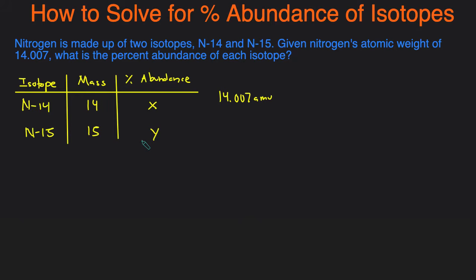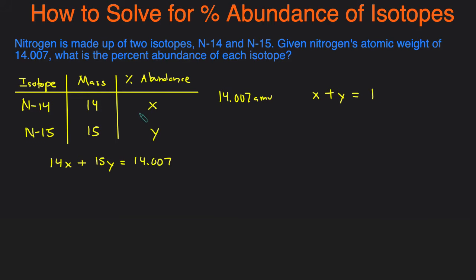is y. And then to solve for this, we just use a weighted average. So we can do 14 times x plus 15 times y equals the average mass. Essentially, the mass times the abundance plus the mass times the other abundance equals the average. And we know that the abundances have to add up to 100%. We can say that x plus y, actually instead of making it 100, we will make it 1.